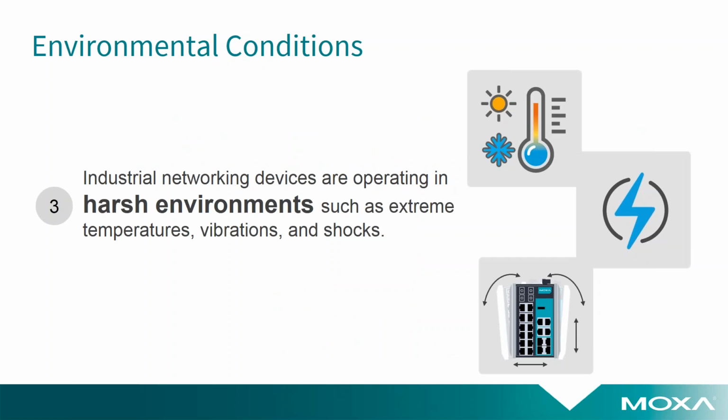And finally, the environment: extreme temperatures, an oil platform in Saudi Arabia at 100 and some odd degrees sitting in the sun, high shock, high vibration, an oil rig sitting in Alaska, very low temperatures. So the equipment that's used has to be able to survive and thrive in those 24/7 environments.